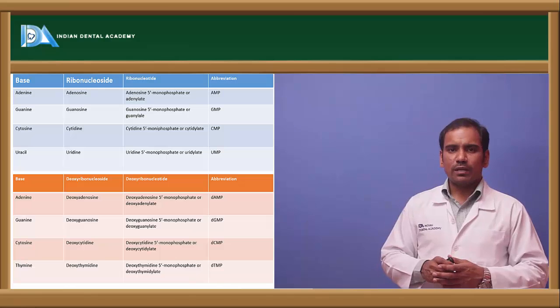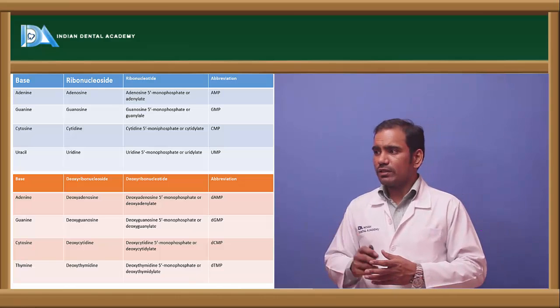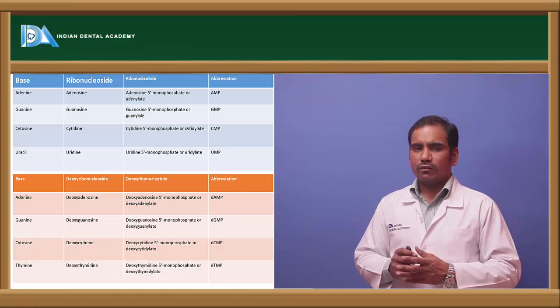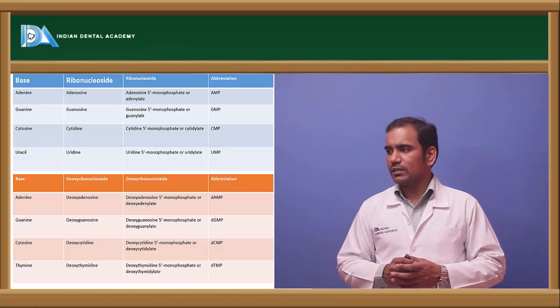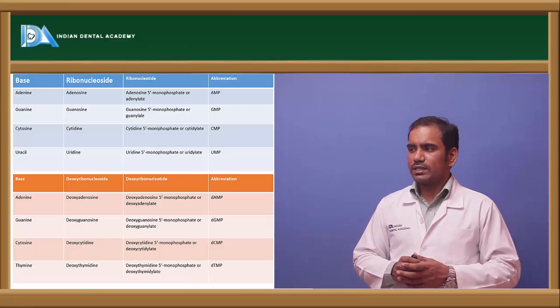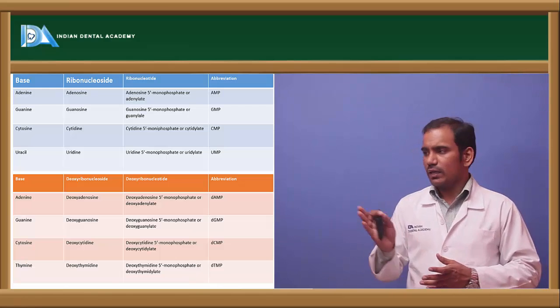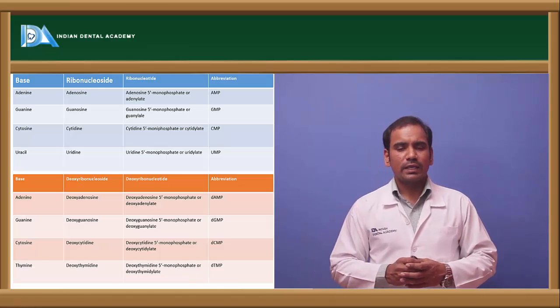And coming to thymine, thymine with deoxyribose we call deoxythymidine, and when a phosphate group is esterified to this deoxythymidine, it is converted to deoxythymidine monophosphate, and its abbreviation is dTMP.